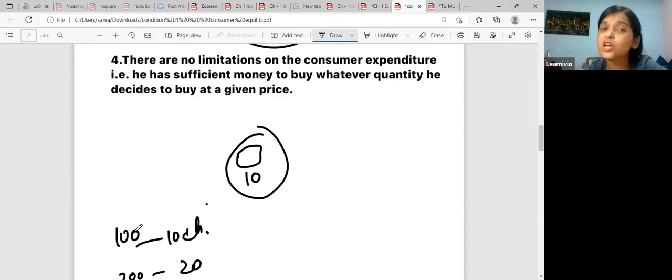If you have 100 rupees, you won't be thinking, okay, I'll buy only 2 chocolates and save the rest. No, how much can you buy? You can buy 10 chocolates.